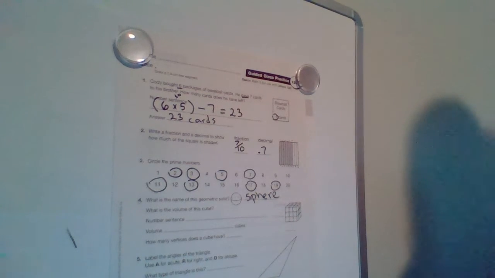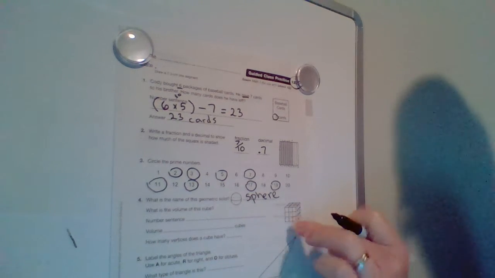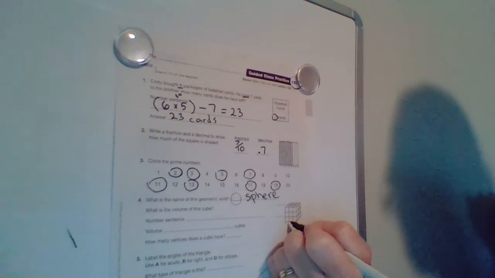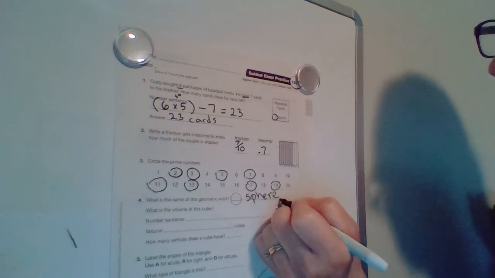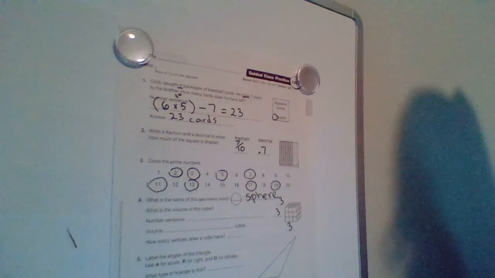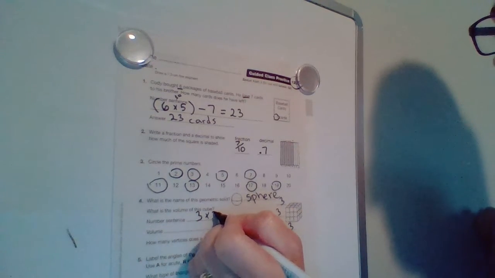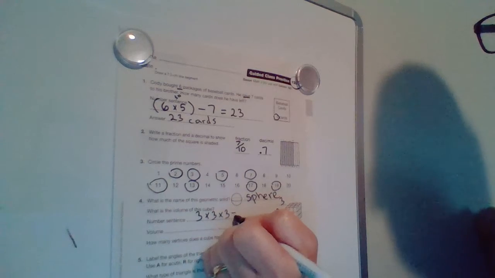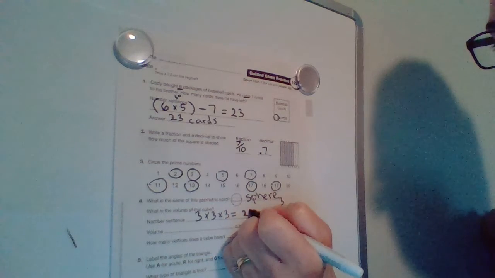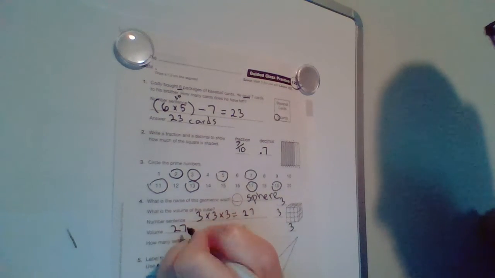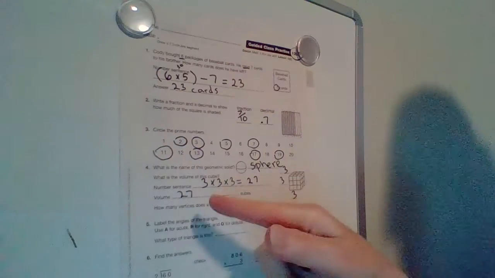Okay, what is the volume of this cube? All right, so first of all, we have to look at down here. There's 3 here, 3 up and down, and then we have 3. So the volume, we need to multiply all of these numbers. So we have 3 times 3 times 3. Okay, so that would equal 27. So the volume is 27 cubes.